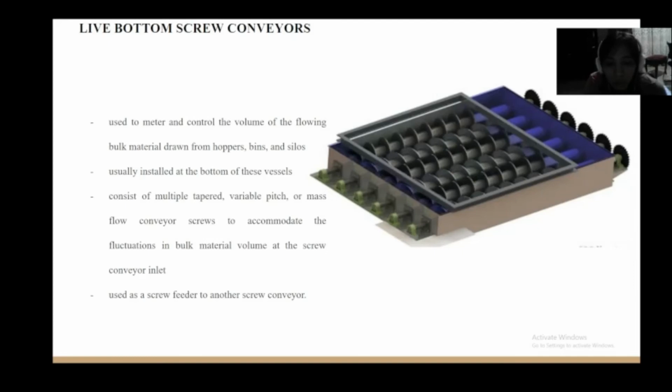Live bottom screw conveyors. They are used to meter and control the volume of the flowing bulk material drawn from hoppers, bins, and silos. They are usually installed at the bottom of these vessels. They consist of multiple tapered, variable pitch, and mass flow conveyor screws to accommodate the fluctuations in bulk material volume at the screw conveyor inlet. They can also be used as screw feeders to another screw conveyor.